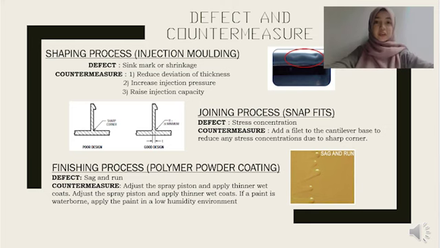Last, for the finishing process, we use the polymer powder coating process. The defect that may occur from this process is run and sag. This defect is caused by the temperature being too low for adequate evaporation of the solvent, or too much humidity in waterborne paint. To overcome this problem, the countermeasure is we need to adjust the spray pistol and apply thinner wet coats. If the paint is waterborne, apply the paint in a low humidity environment.